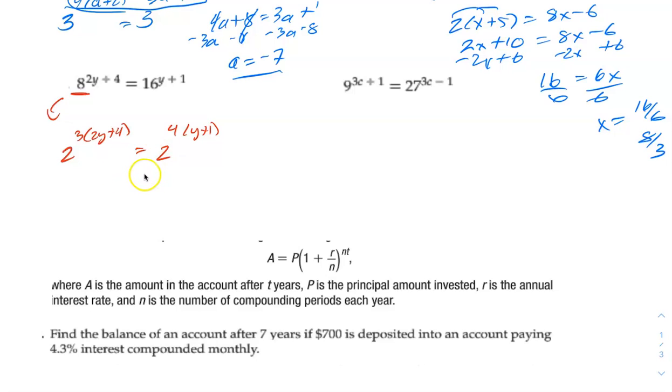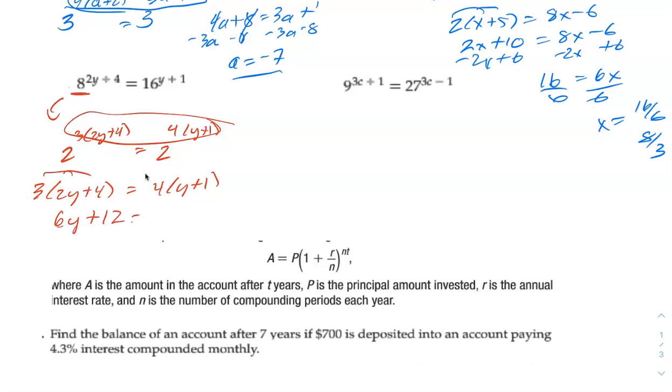And now the bases match, and I can just solve the powers. So 3 times 2y plus 4 equals 4 times y plus 1. Distribute. 6y plus 12 equals 4y plus 4. Do some math. So 2y equals negative 8. And then y equals negative 4.